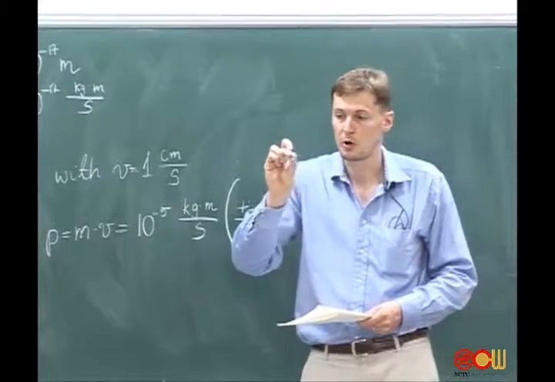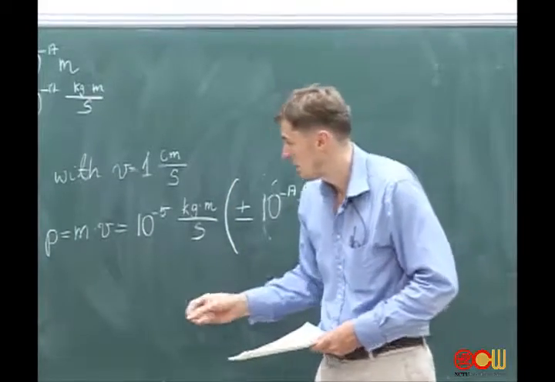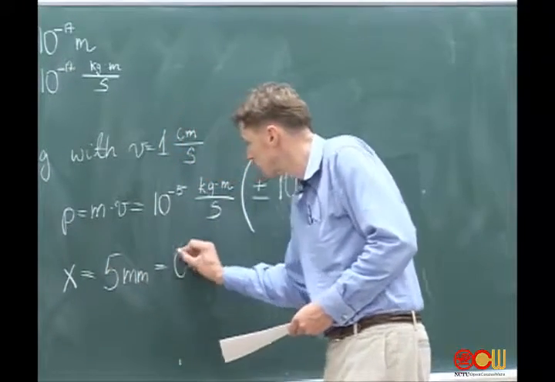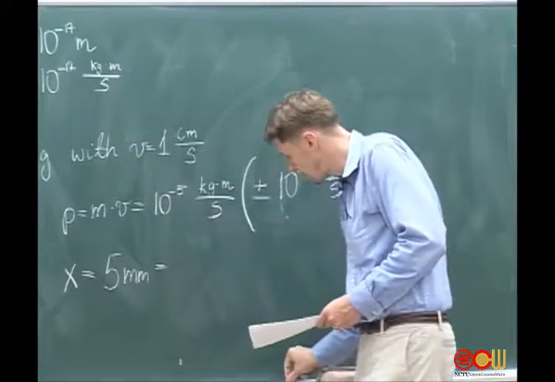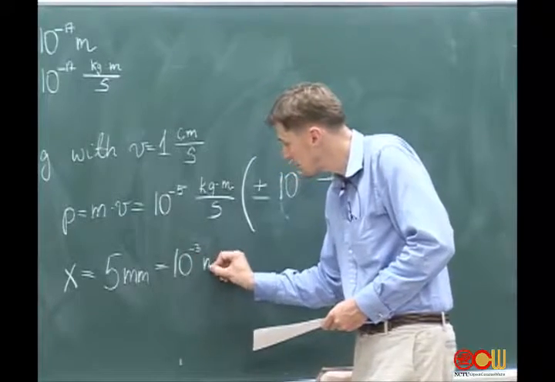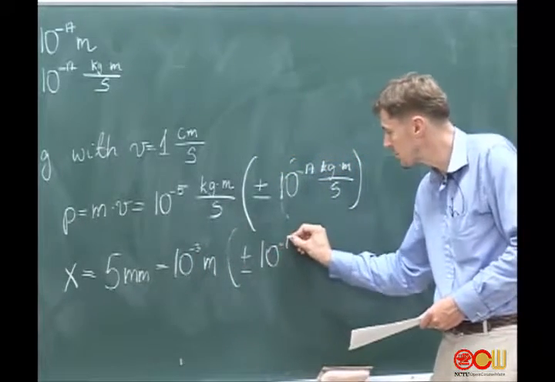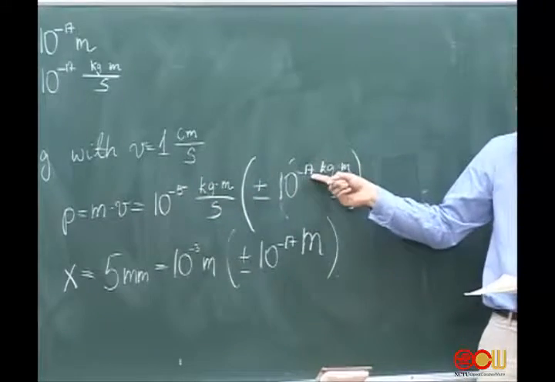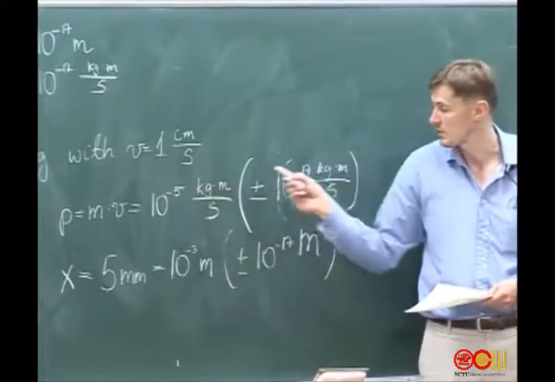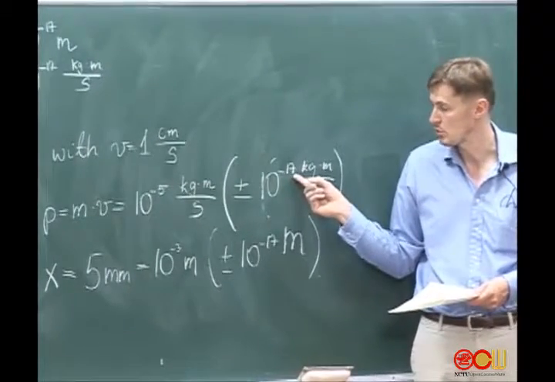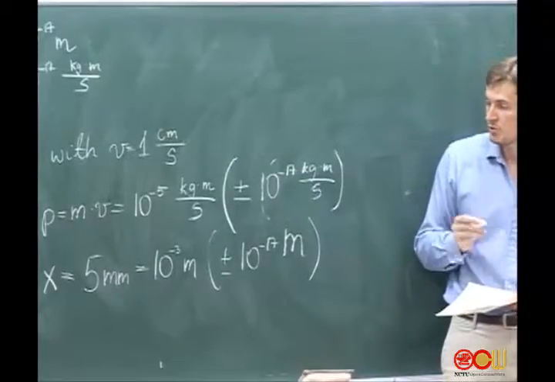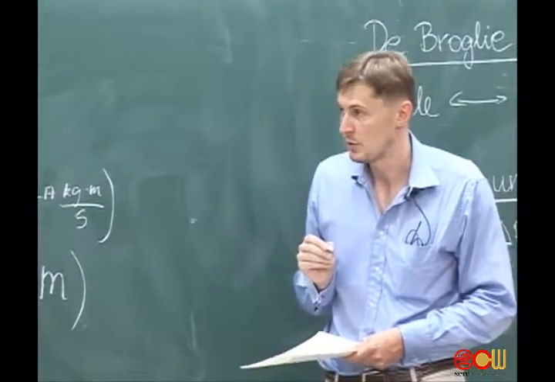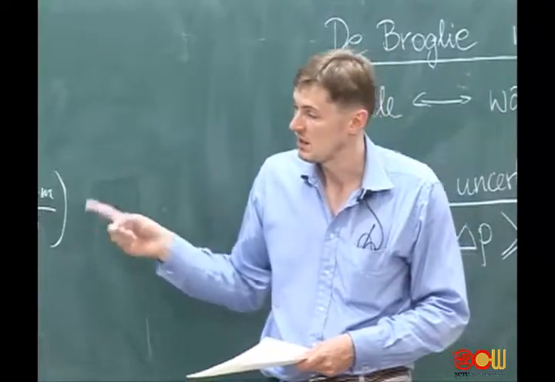Now, if we measure the position, probably we can distinguish every millimeter of the position. So the position would be, let's say, 5 millimeters, which is 10 to minus 3 meter, plus minus 10 to minus 17 meter. We see that the error we are making is really, really small compared to the value we found. So 12 orders of magnitude smaller, and here the order is 14 orders of magnitude smaller. So we can say everything about the position and the speed of this ball at the same time. It means that for big objects moving slowly, it doesn't really matter.